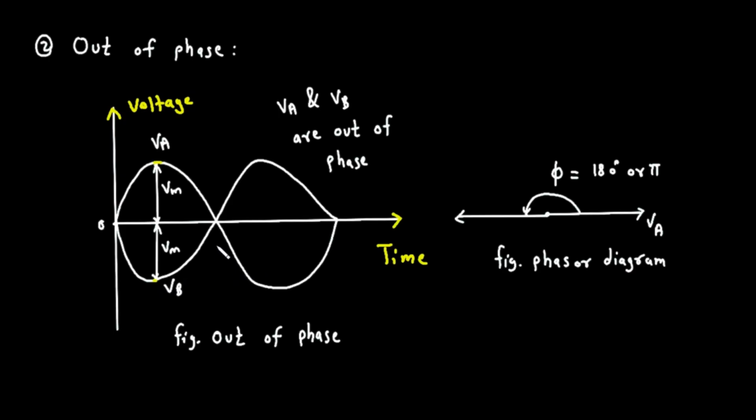They are exact opposites. As time moves on, voltage A starts to decrease and crosses the 0 line. At that exact moment, voltage B is also crossing the 0 line, but it's going up. They are moving in opposite directions. When voltage A reaches its lowest negative peak, voltage B is now at its highest positive peak. They have completely swapped positions.